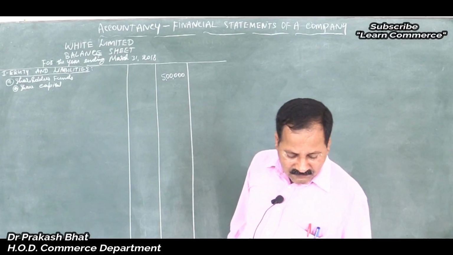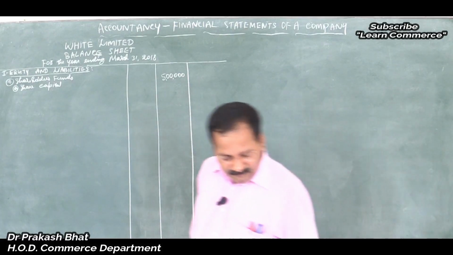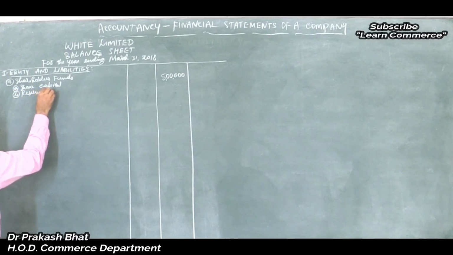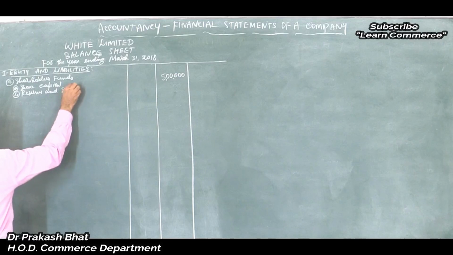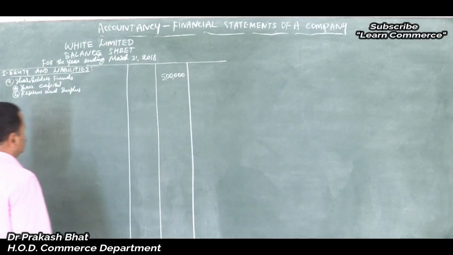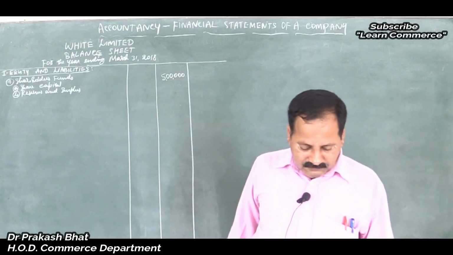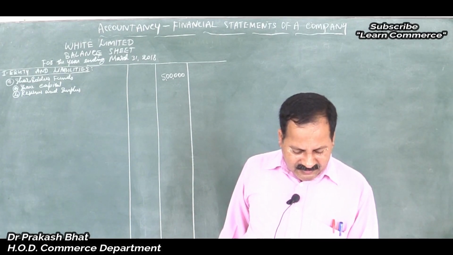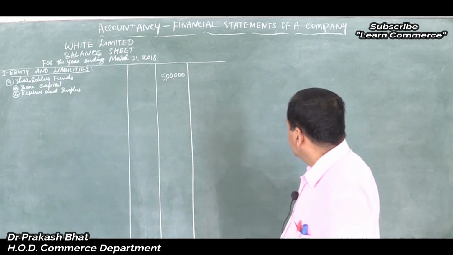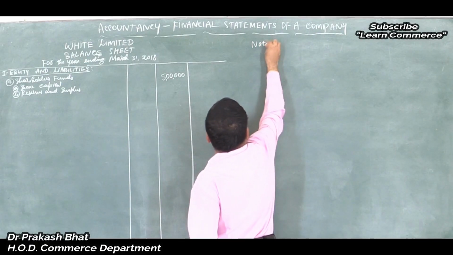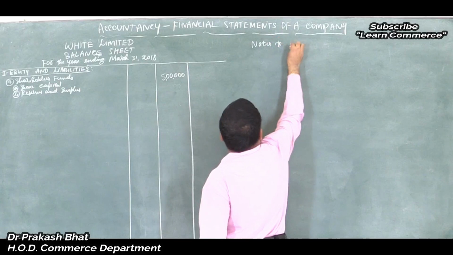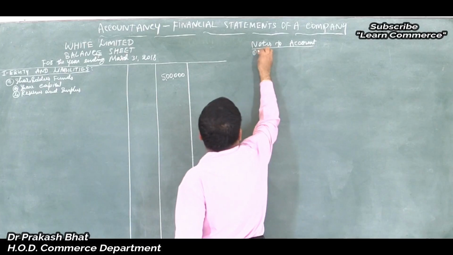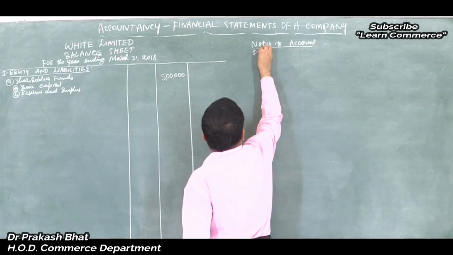Second one, that is point B, reserves and surplus. Under that, general reserve is there, then balance statement of profit is there, right? So note number, notes to accounts. First one, reserves and surplus.